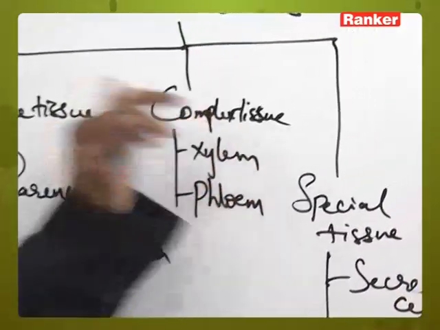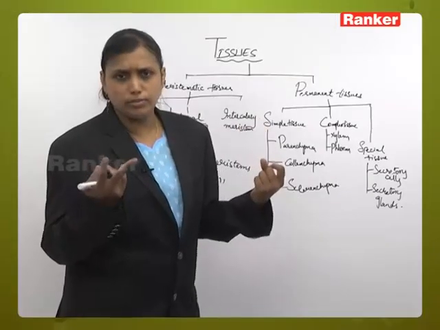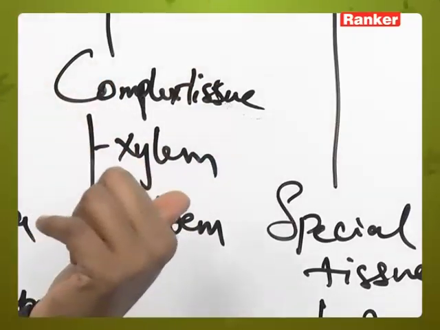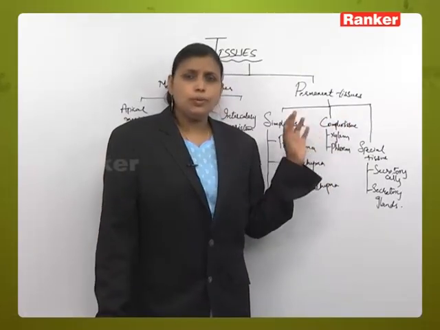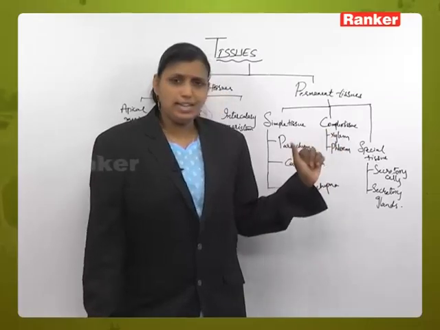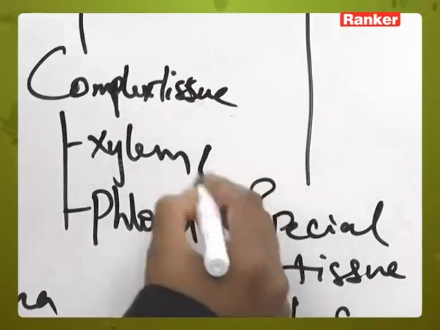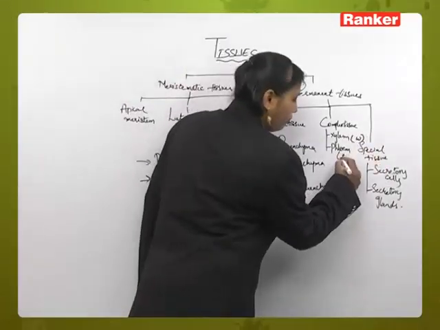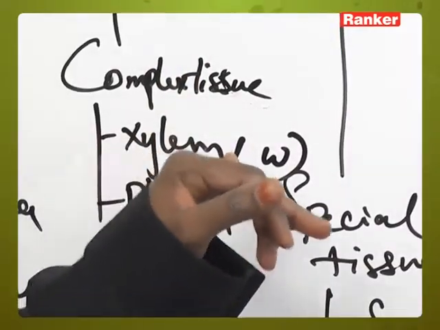Okay, next, what is complex tissue? As the name itself indicates, complex tissue consists of 2 different types of tissues which have different origin, different position of origin, and the function is also totally different. So in complex tissue, we will talk about 2 tissues. Those are called xylem and phloem. Now what is xylem? As we all know, xylem is a water conducting tissue. Here W stands for water conducting tissue, and phloem is F, that is food conducting tissue. Okay.